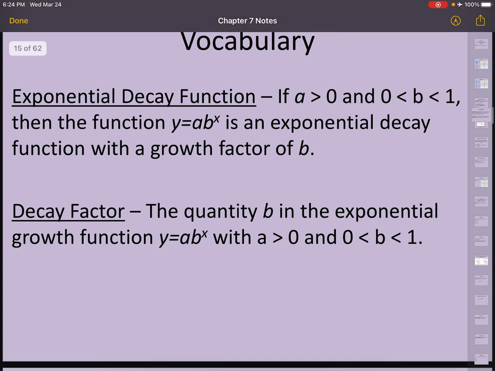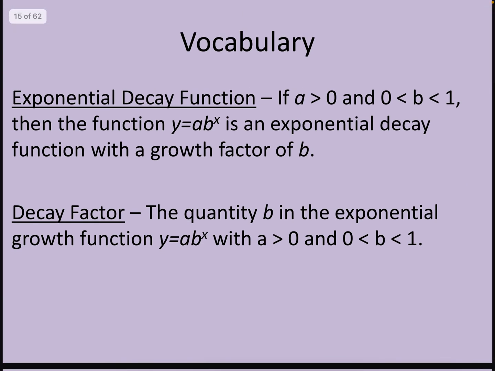So some vocabulary: an exponential decay function is decay if a is greater than 0 and b is between 0 and 1. So then the function y equals a times b to the x is exponential decay with a decay factor of b. Okay, and the decay factor is the quantity b in which the exponential function y equals a times b to the x, with a being greater than 0 and b being in between 0 and 1.